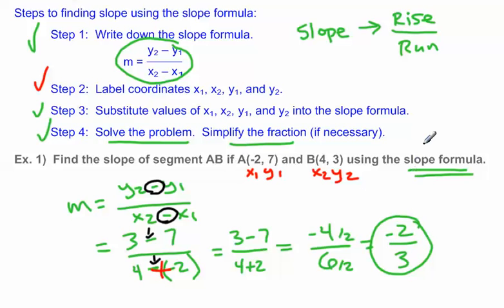And now I'm done. Now sometimes you can't reduce this. So if this was like a negative 4 and a 5, this would have stayed a negative 4 over 5 because you can't reduce those. But negative 4 over 6 can be reduced.